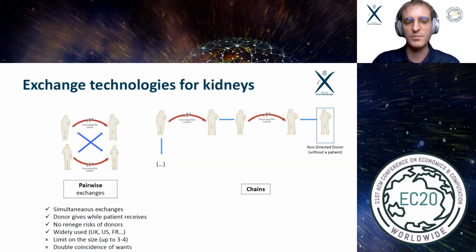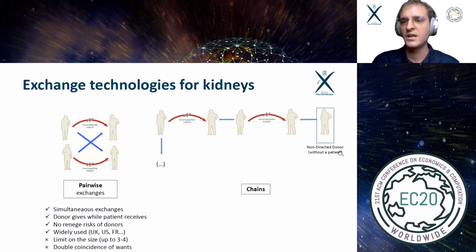And you have this famous problem in economics, which is the double coincidence of wants. To make this exchange possible, you need your donor to be compatible with the patient of the other pair, but also the donor of the other pair to be compatible with you. The second main technology that exists today is called chains.